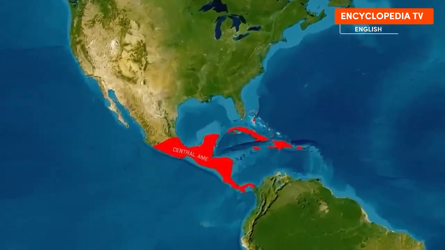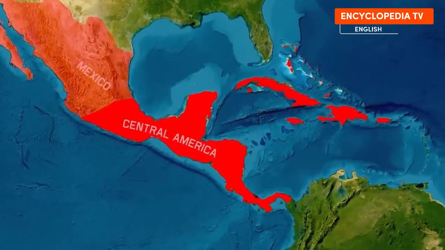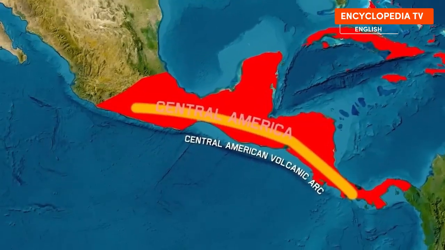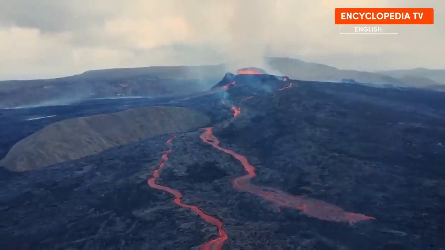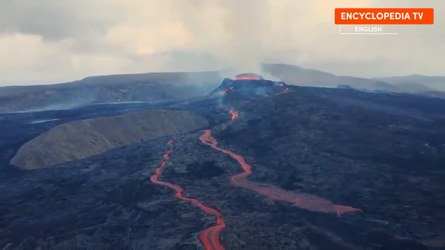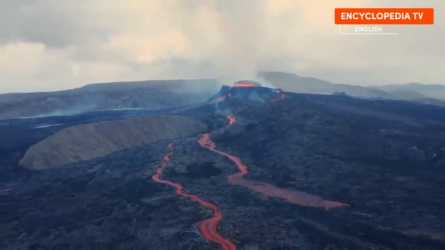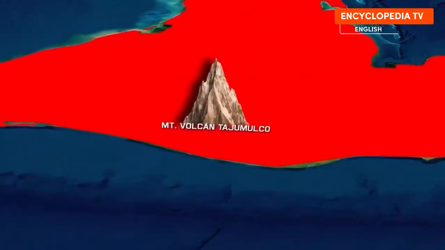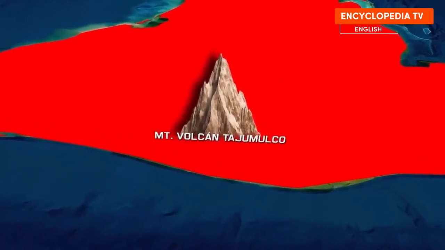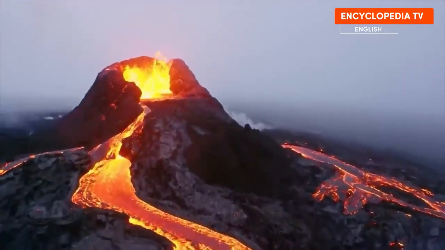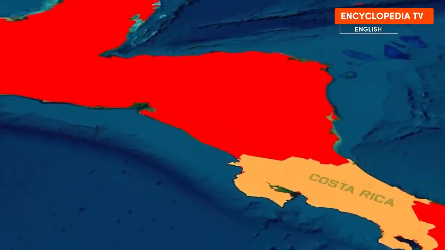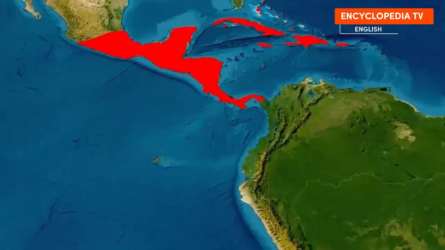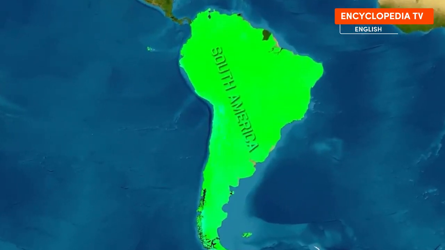After North America, let's talk about some mountain ranges located in Central America. The Sierra Madre, located in Mexico, and the Central American Volcanic Arc are the major mountain ranges here. The Central American Volcanic Arc, abbreviated as CAVA, is a volcanic mountain chain that stretches from Mexico to Panama on the west coast of Central America. Talking about the highest peak here, Mount Tajumulco is the highest peak, which is located in Guatemala. In addition, there are many major volcanoes located in this region, such as Costa Rica's Arenal, Nicaragua's Masaya, and Guatemala's Pacaya.